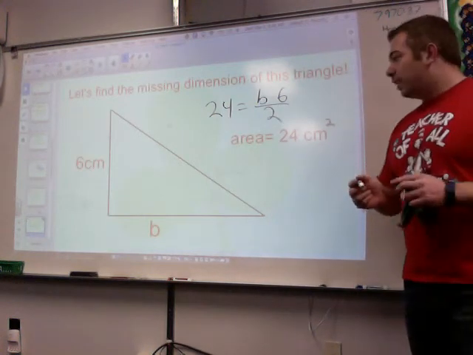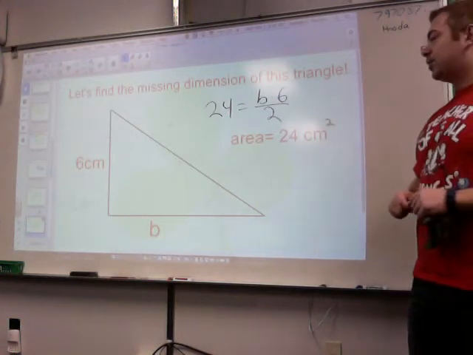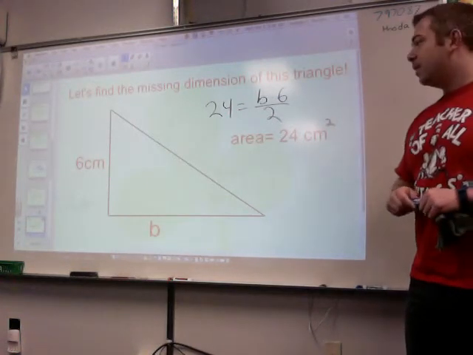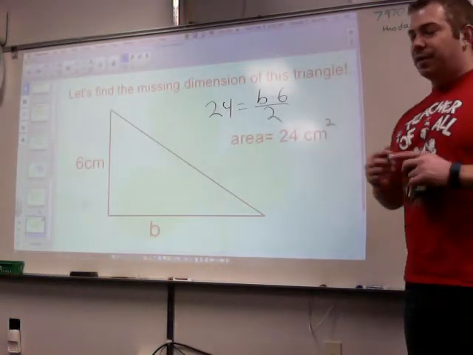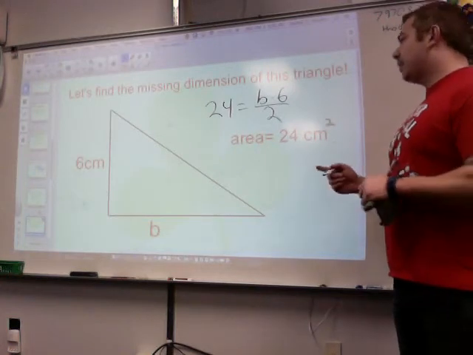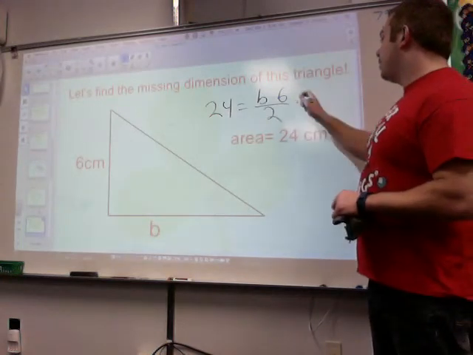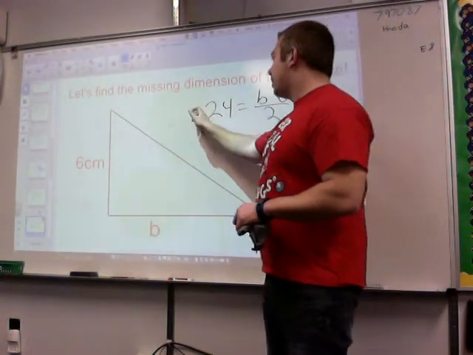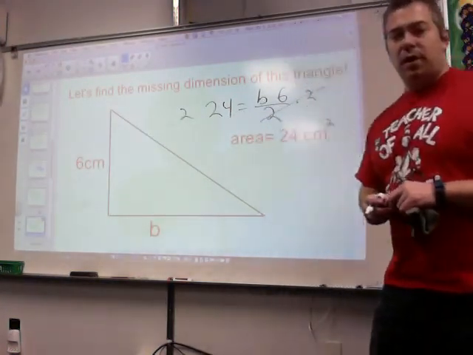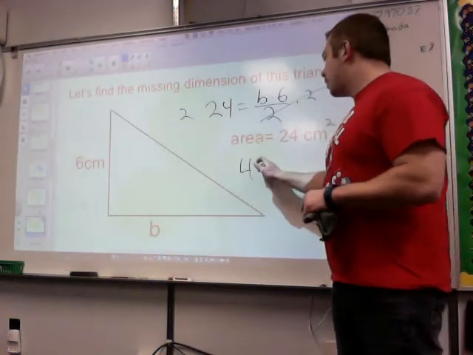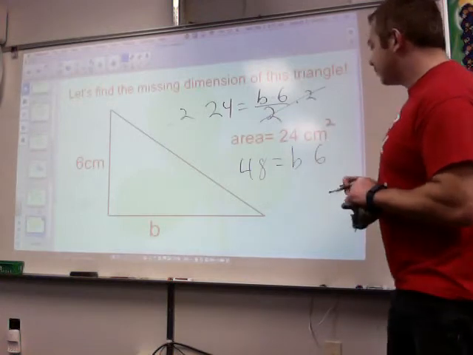Let's see what I could do here, because I have to solve for b. This brings us back to the algebra chapter we had a couple of units ago. If I'm dividing by 2 and I want to get rid of that, what's the opposite of dividing by 2? Multiplying by 2. Whatever I do to this side, I have to do to that side. So I multiply by 2 over here, and I multiply by 2 over here. These 2's cancel out, and 2 times 24 is 48. So I'm left with 48 equals my base times my height.